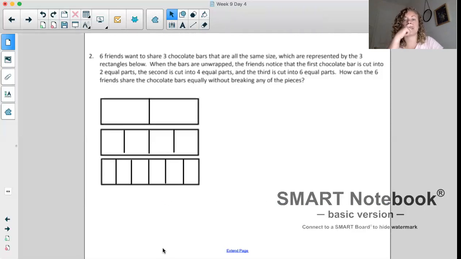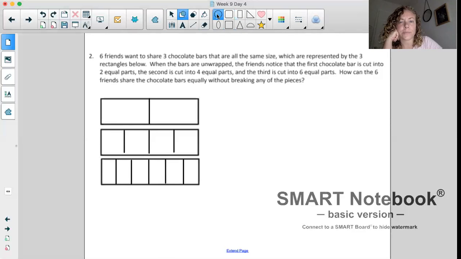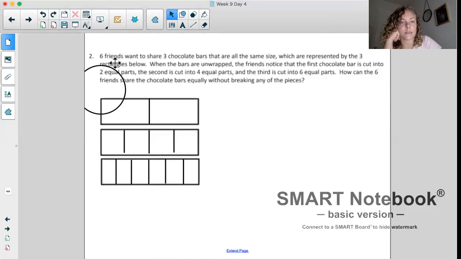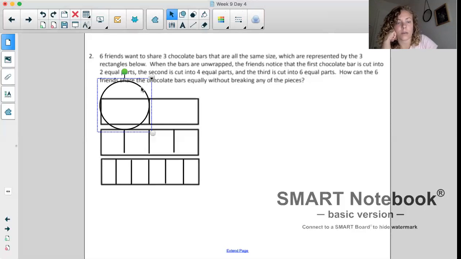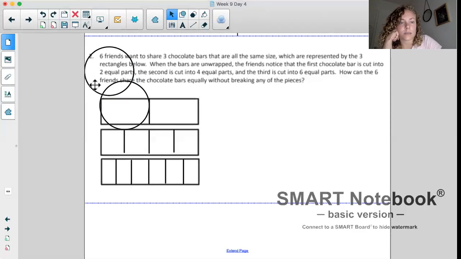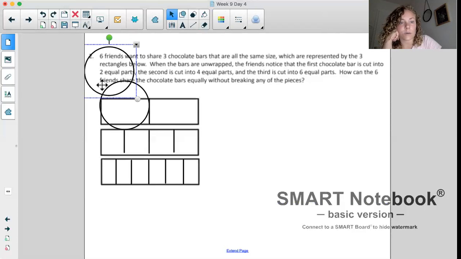Okay, so there are 6 friends. There are 3 of these. So I'm going to use a circle tool. Let's see, what if my first friend gets this piece? Okay, so the first friend gets this half. And then what if my second friend gets the other half of this first bar? 1/2, 1/2. That seems fair.